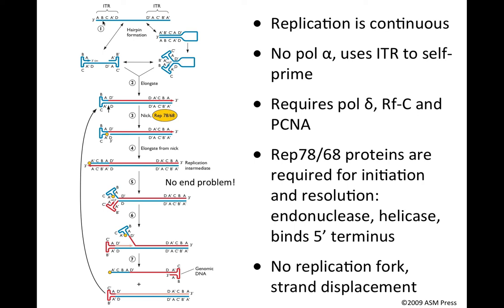Here, the repeat is just diagrammed in a schematic way as A, B, C, A prime, D. At the other end, it's repeated, but it's inverted: A prime, B prime, C prime, A, D prime. The prime means the complement of the other. So here, the A is the complement of A prime. So these would base pair if they were near each other.